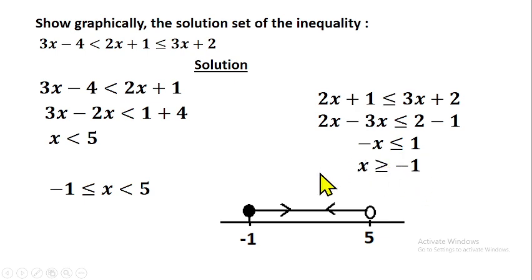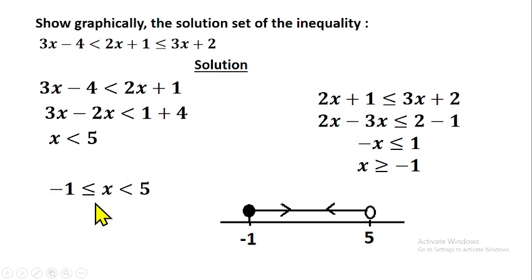Then you can combine this and this one into a single inequality. This is negative and this is positive, so the negative comes before the positive. That means I'm going to write this one first: x less than 5, then x greater than or equal to minus 1. That means minus 1 is less than or equal to x in return.